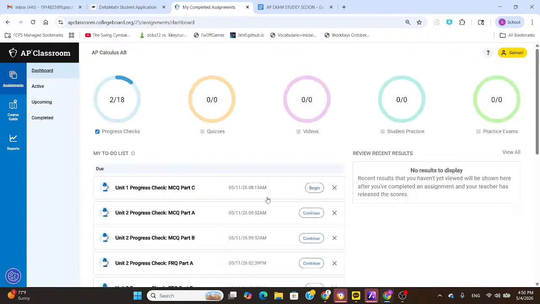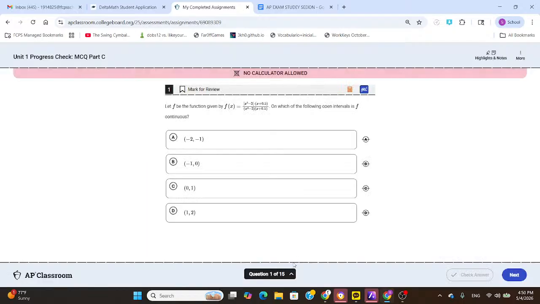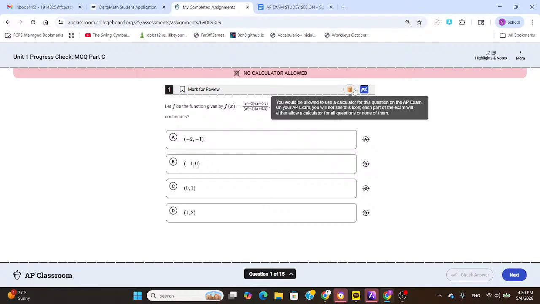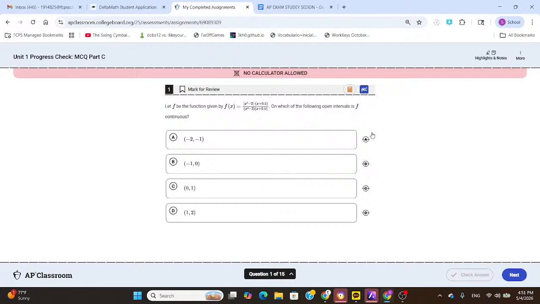And Unit 1 progress check MCQ C. We have to do C now. No calculator allowed, but it says you will be allowed to use a calculator on this portion, but it says no calculator allowed. Let f be the function given by f of x equals that. On which of the following open intervals is f continuous?